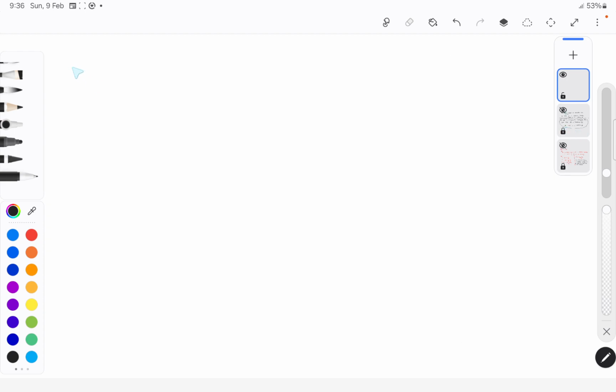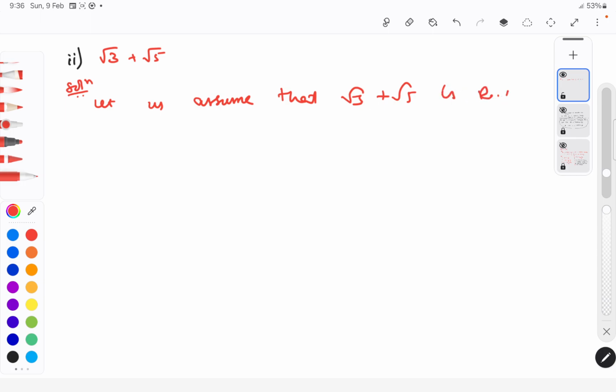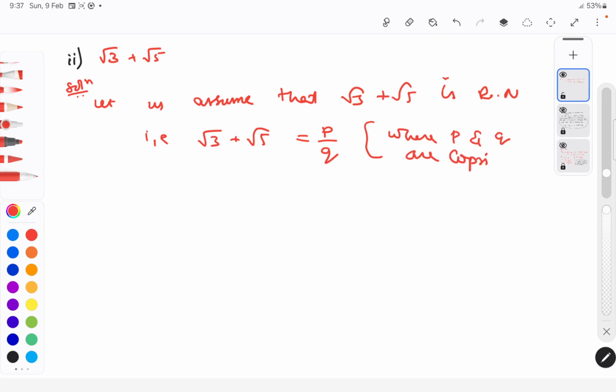This is question number 2: root 3 plus root 5. Again, the starting part is the same. Let us assume that root 3 plus root 5 is a rational number. The starting assumption is the same. That means if it is a rational number, root 3 plus root 5 is equal to p by q, where p and q are coprimes. This will remain the same in all the sets of questions.